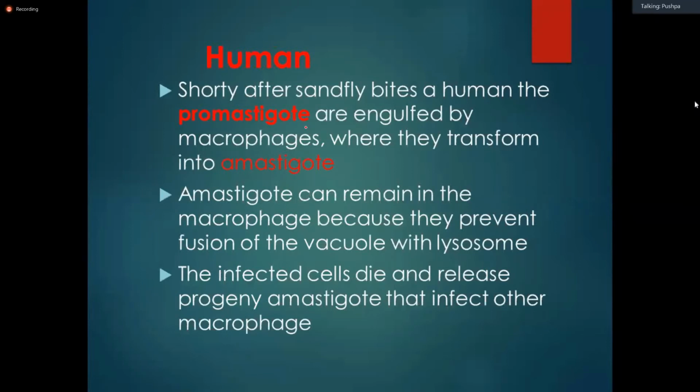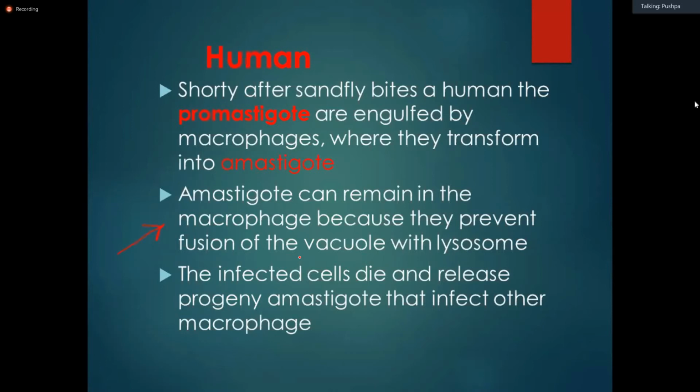the sandfly bites the human, promastigotes are engulfed by macrophages, where they transform into amastigotes. Here, the important thing in the human being is that once they are inside the macrophages, the lysosome is inhibited from fusing with the macrophage to destroy this parasite. The lysosomes are unable to fuse and destroy the parasite.